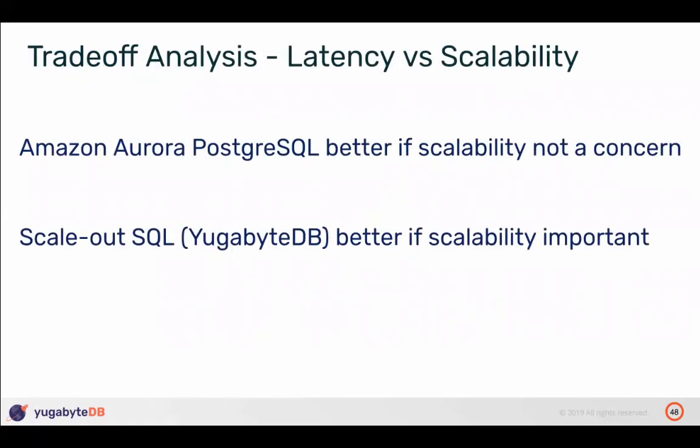So what is the upshot of the analysis we have done? Amazon Aurora PostgreSQL has better throughput and lower latency if you don't care about write scalability. So that actually makes it a great database to pick for that design point. However, if scale out is important, if you care about horizontal write scalability and if you don't want to get capped at some point, then a scale out SQL database like YugaByte is a better choice.